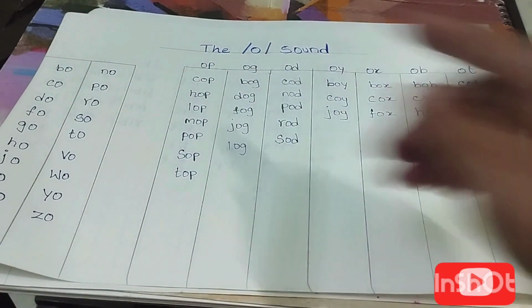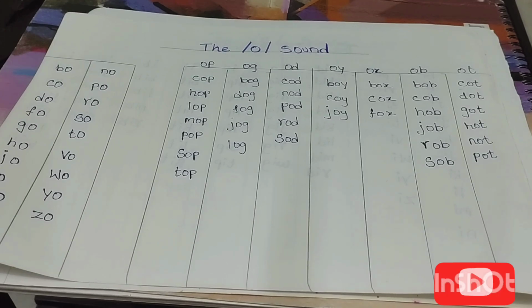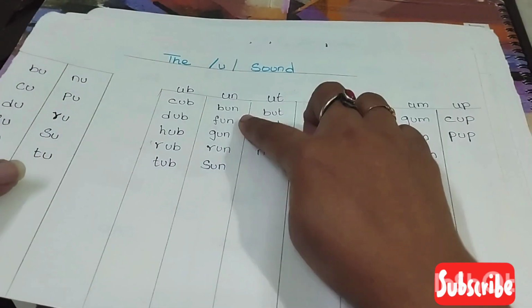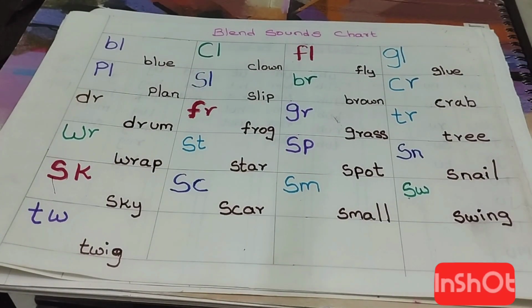Now what you are seeing is O sound words. We have to complete all the CVC words first, and then only we have to move on to the next step when we are teaching phonics step by step. After teaching U sound words, we have to move on to blend sound words, blending the consonants.